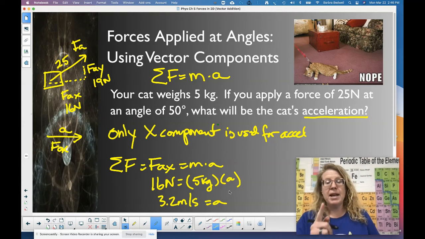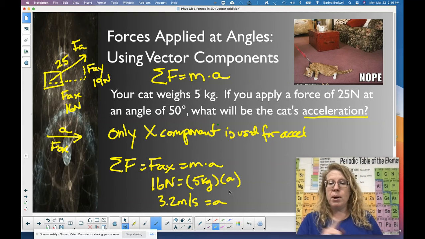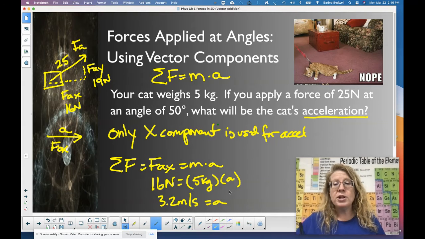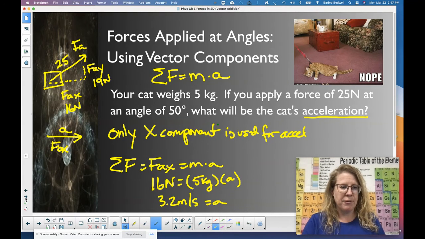So again, the big takeaway: we use x and y components to determine which parts of a force at an angle are actually contributing to the acceleration. And they have to be in the same plane. So if it's moving horizontally, then only the horizontal force. If it's moving vertically, then you only use the vertical force. So that's the big takeaway from this.